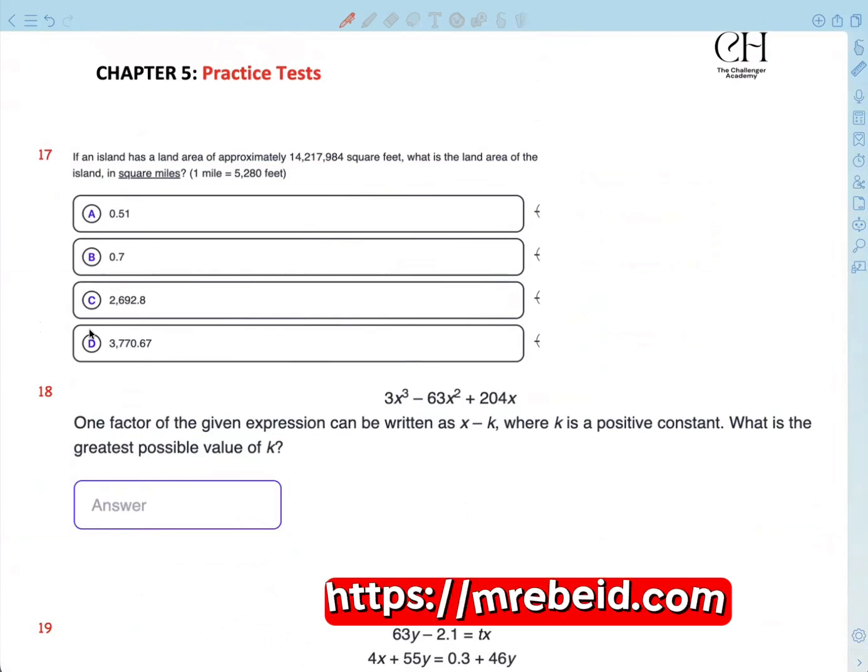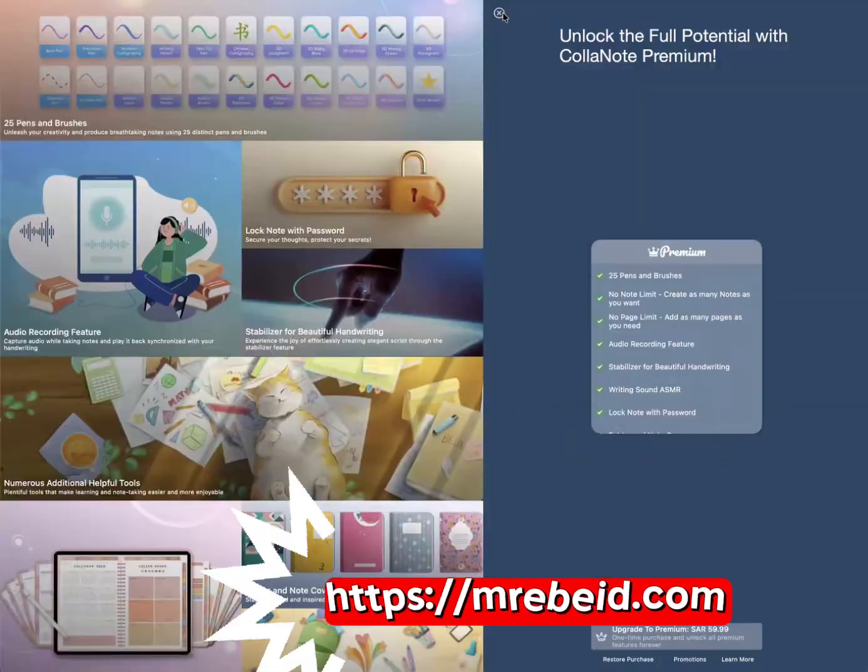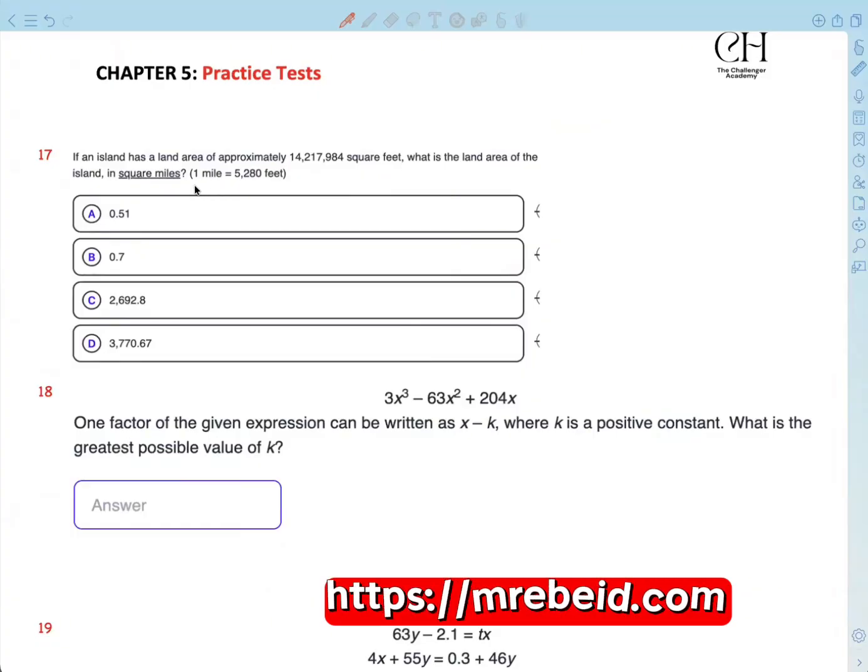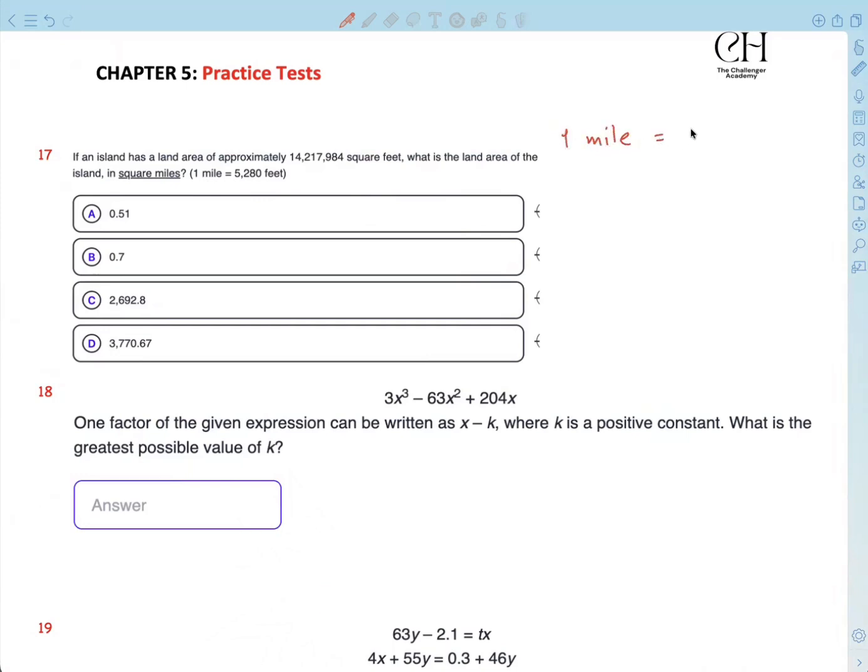If an island has a land area of approximately 14,217,984 square feet, what is the land area of the island in square miles? Oops, to convert to miles, we have a conversion. We have 1 mile equals 5,280 feet. This is a very easy question. Just write down this one: 1 mile equals 5,280 feet. We are talking about area.